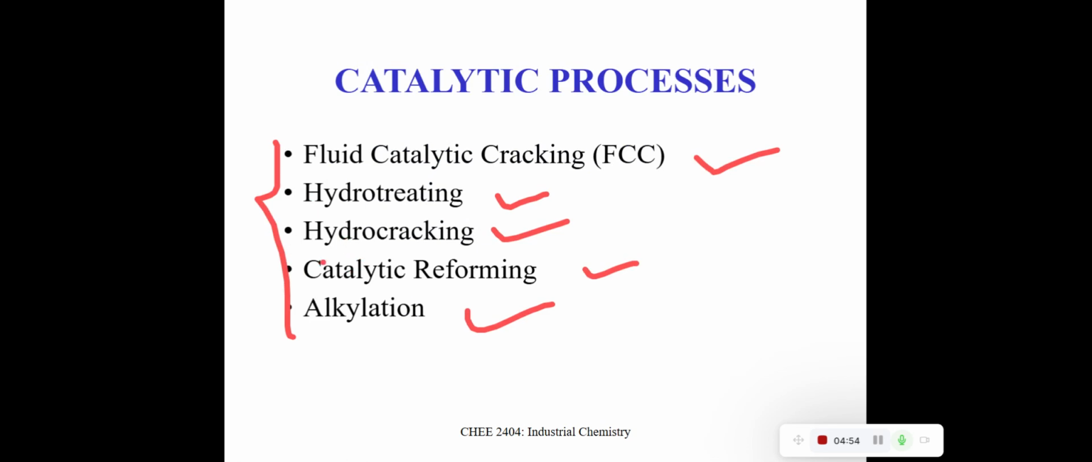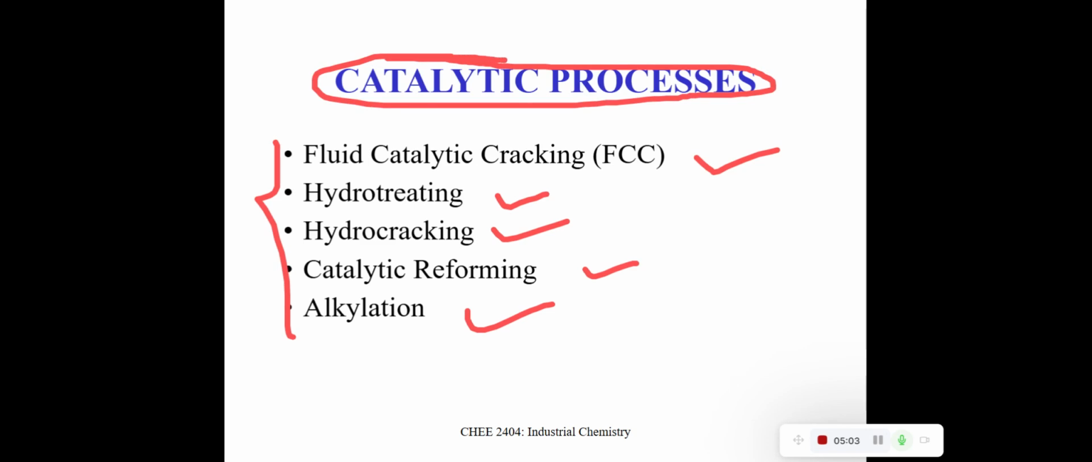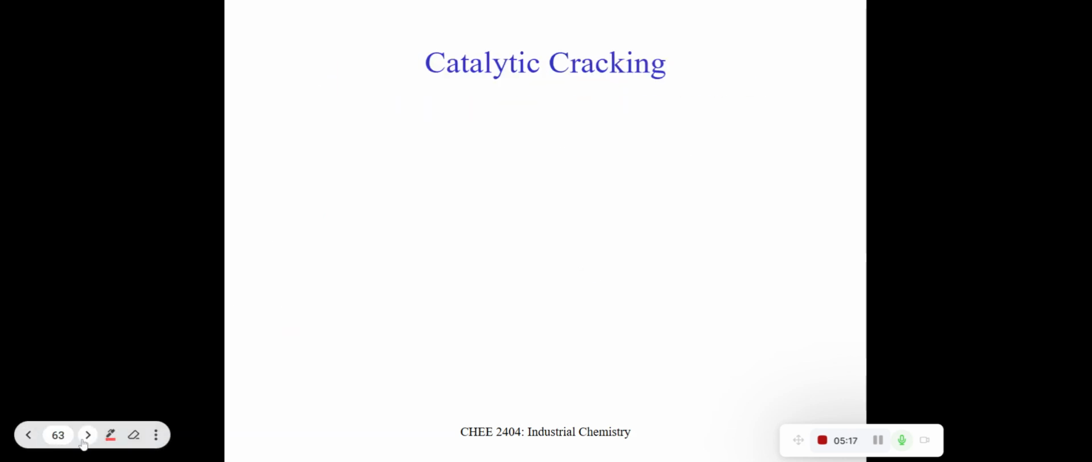But in this lecture we mainly discuss the general concept of the catalytic process. So the next is catalytic cracking.